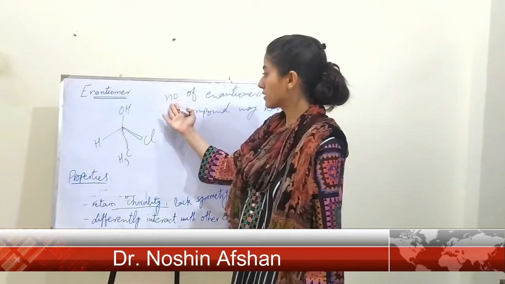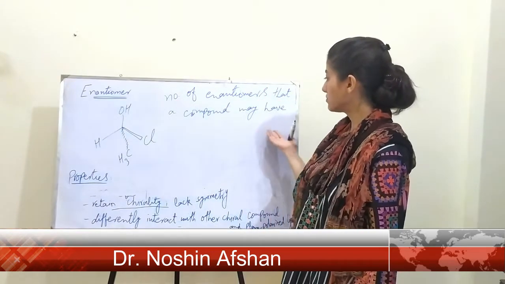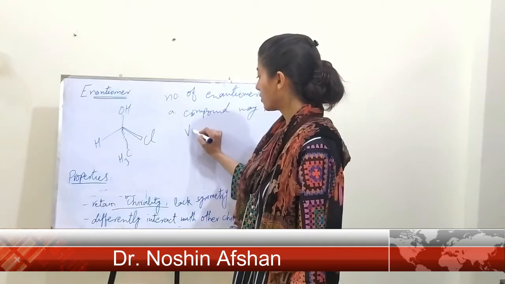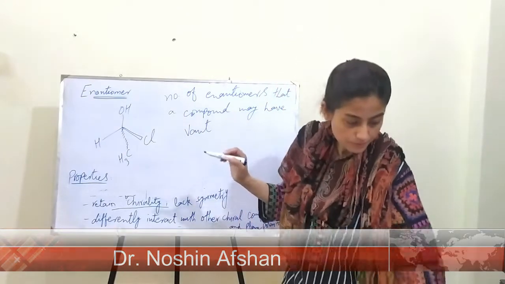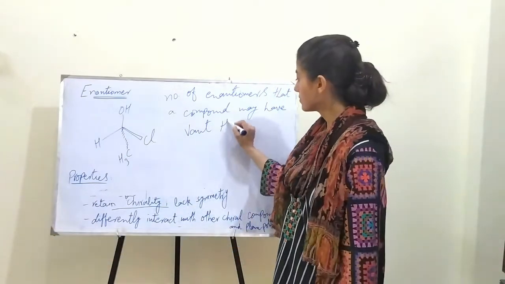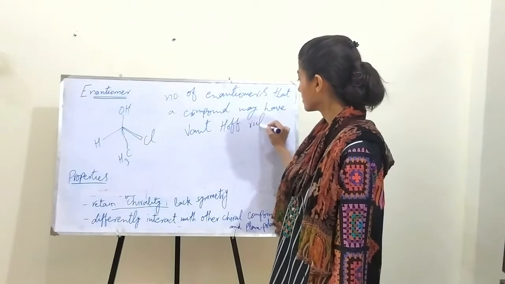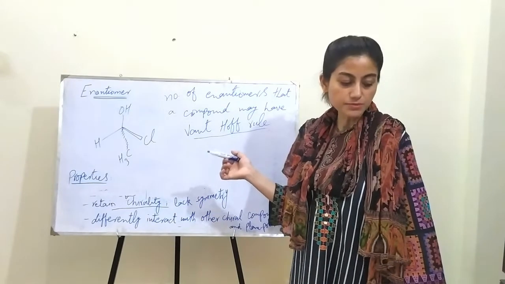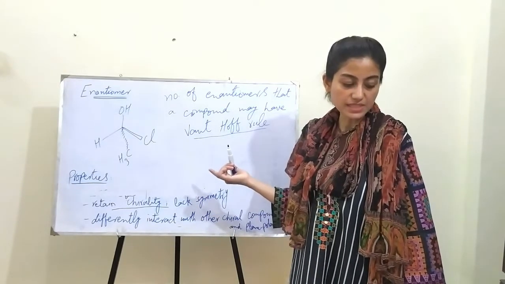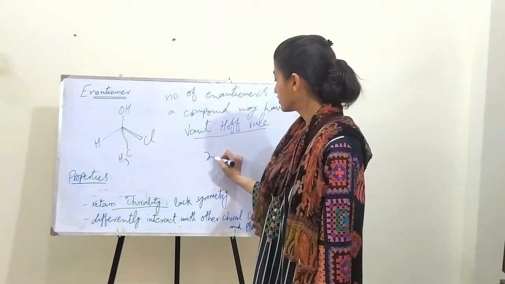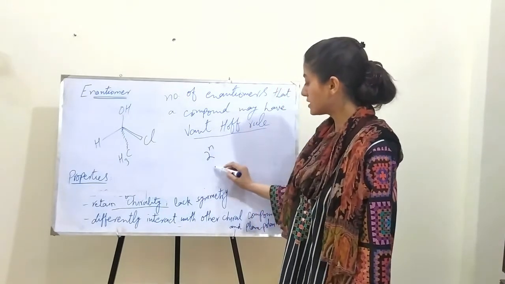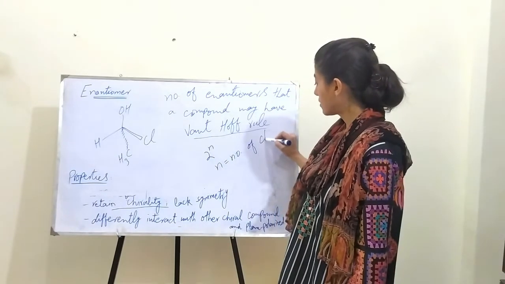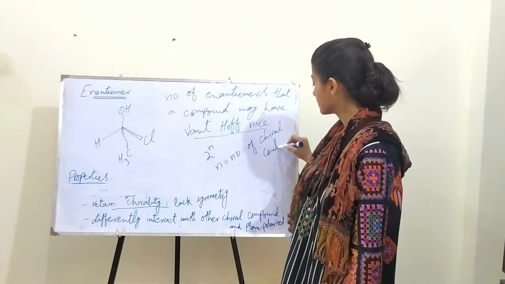the number of enantiomers that a compound may have can be found out by Van't Hoff's rule. Okay, and what is the Van't Hoff rule? It states that the maximum number of enantiomers a compound can have is equal to 2 raised to the power n. And what is n? n represents the number of chiral or stereogenic centers.